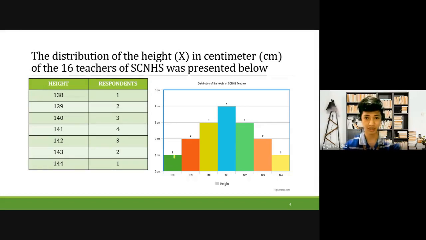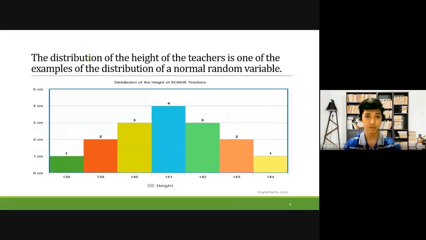So pansinin natin, yung may height na 138 is 1 centimeter, isa lang. And then yung may height na 139 centimeters dapat, hindi pala siya dapat dito. So that's 2 respondents, 143 respondents, 4, and so on and so forth. Okay? So the distribution of the height of the teachers is one of the examples of the distribution of a normal random variable.